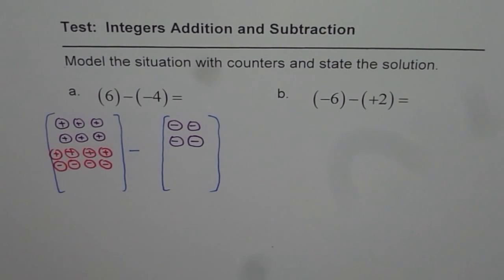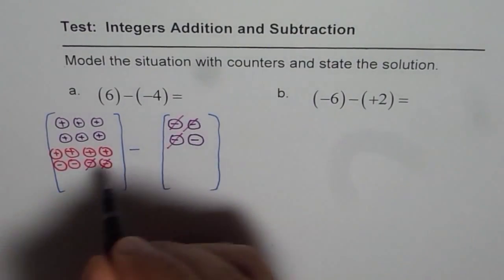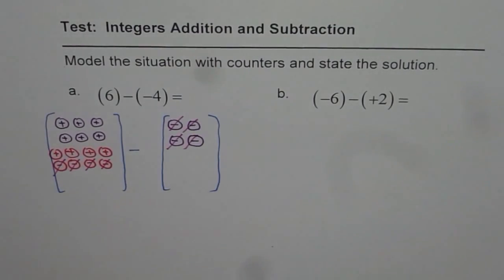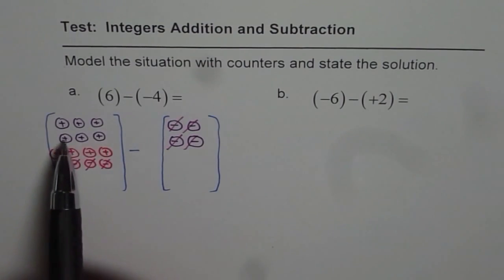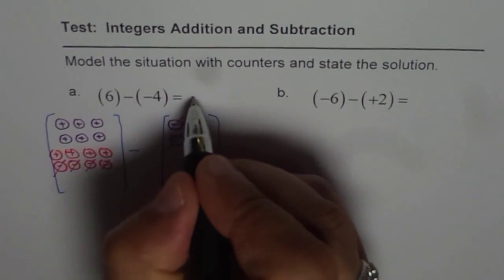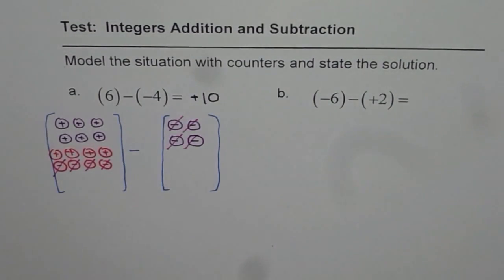Now we can take away 4 negatives. So one by one, let's take away these negatives. What are we left with? And that is the solution, correct? We are left with 1, 2, 3, 4, 5, 6, 7, 8, 9, 10 plus, right? So plus 10 is our solution. That is how we use counters to find the solution for subtraction of integers, right?